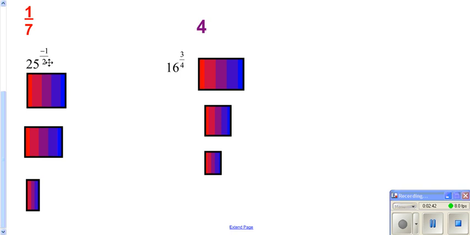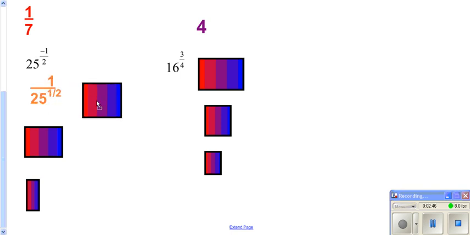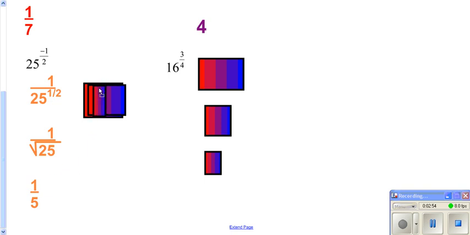So here we have a negative exponent, so I got to go 1 over this whole thing, and then the exponent becomes positive. Square root of 25, because it's a 1/2 power, square root of 25 is 5, so it's still just a 1 over 5.